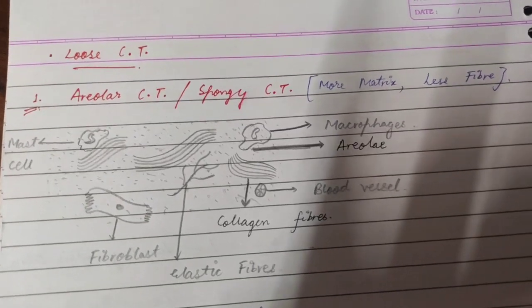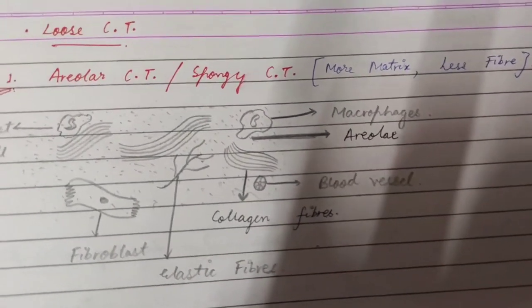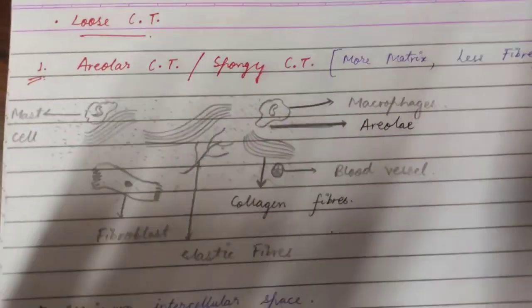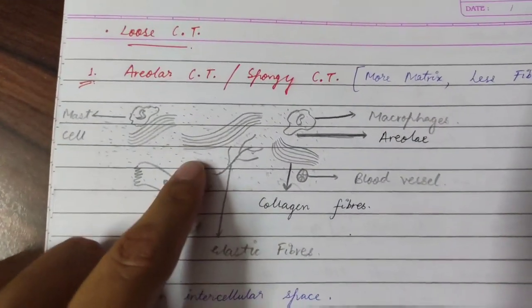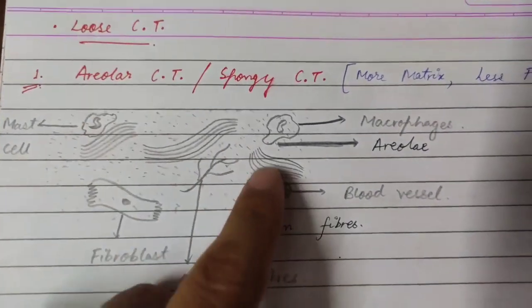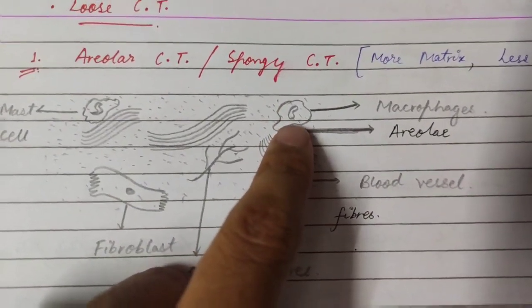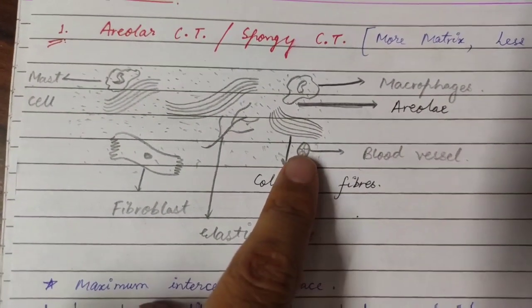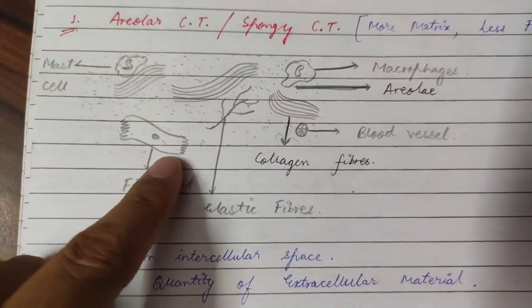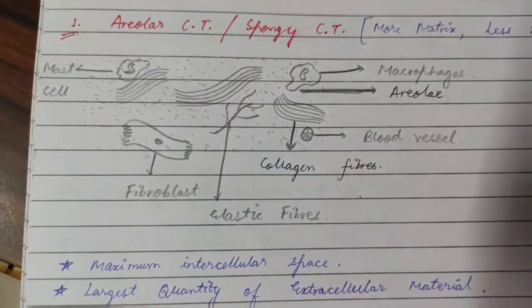Now let us discuss the areolar tissue, which is the first tissue we are going to discuss in loose connective tissue. Let us see the structure, which will help you to visualize better. This is the first loose connective tissue we are going to discuss: areolar connective tissue or spongy connective tissue. CT basically represents connective tissue. It has more matrix and less fiber. There are collagen fibers present, as you can see, and these are macrophages. They have a kidney-shaped nucleus, and these are mast cells. They have an S-shaped nucleus. Here you can also see blood vessels because they are vascular in nature, and here you can see fibroblast also and elastic fibers.